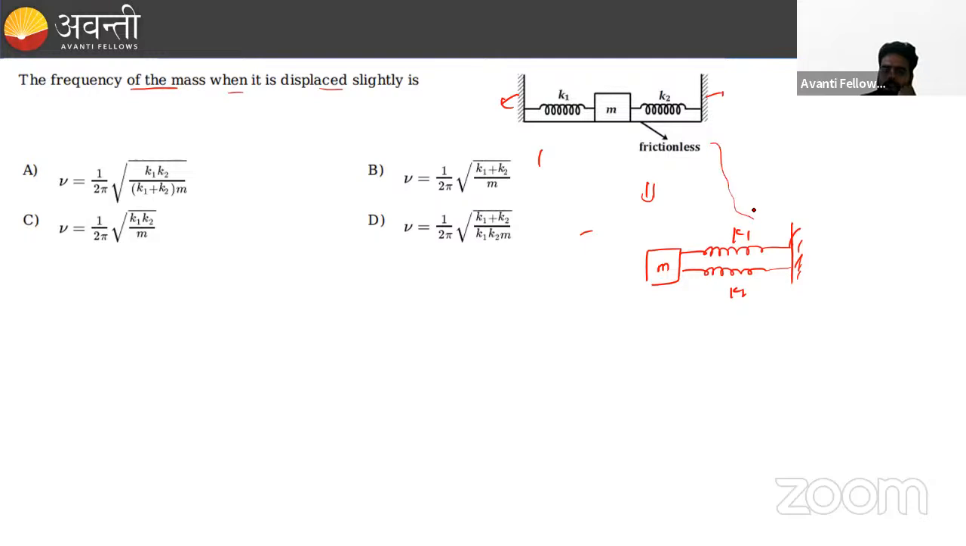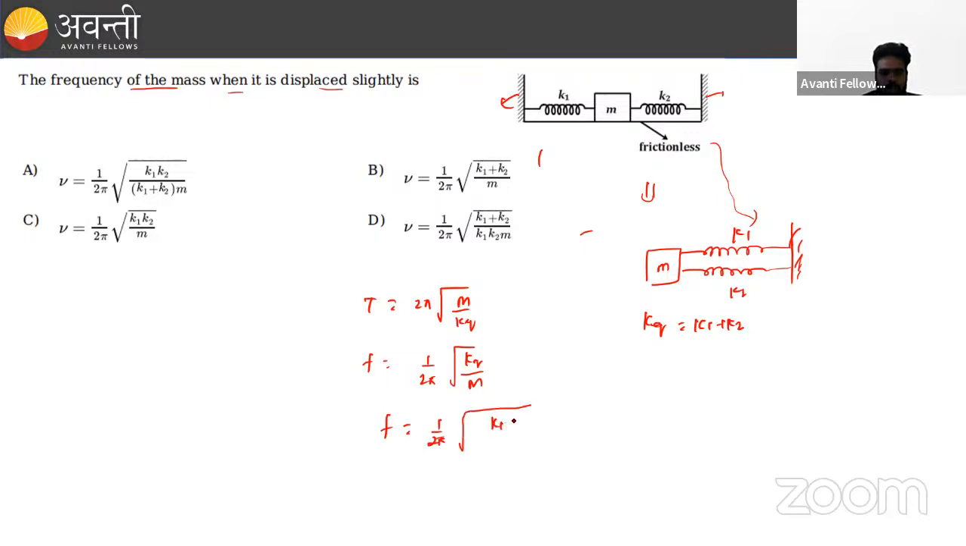How can we shift this diagram in this manner? Because we know that both the ends are fixed, and the fixed ends are placed together at a given point. So in this manner, what is K equivalent here? That's simple: K1 plus K2. And we know the time period is 2 pi root of m upon k equivalent. The frequency can be written as 1 upon 2 pi root of k equivalent upon m. So the value of frequency will become 1 upon 2 pi root of (k1 plus k2) divided over mass. So which option is correct? Option B is the right one.